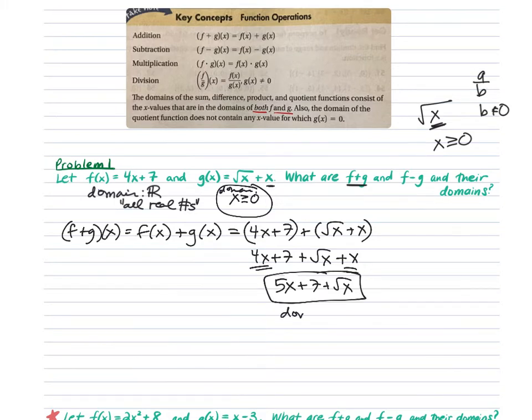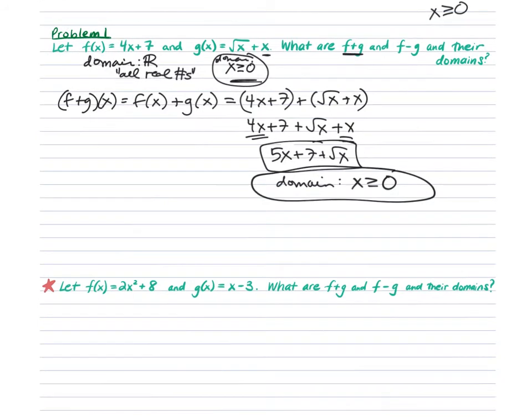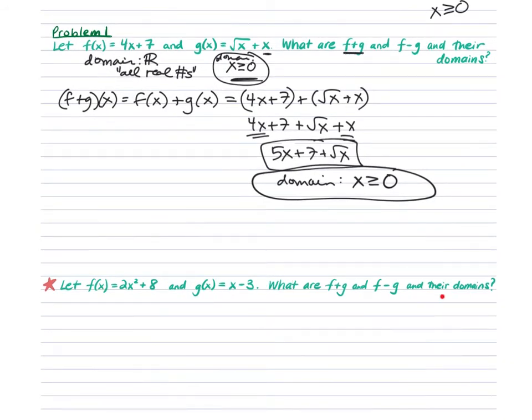And then our domain. We don't have anything dividing, so we don't have to worry about anything being divided by 0, but we do have this square root, and this didn't change from here. So we always start with this, and this is the most restrictive. So the domain has to be x greater than or equal to 0. x can't be a negative number. It could be here, but because now we've added it to this, and x can't be negative there, it still can't be negative here. Okay, try this one on your own, press pause, and then check back for the solutions.